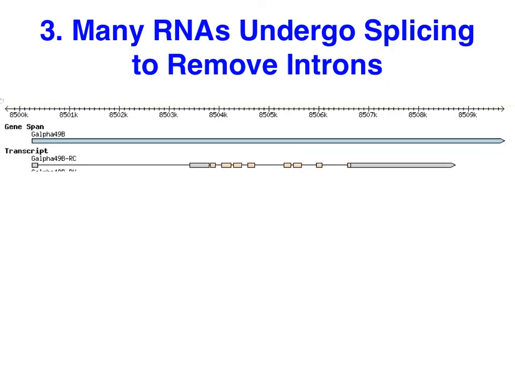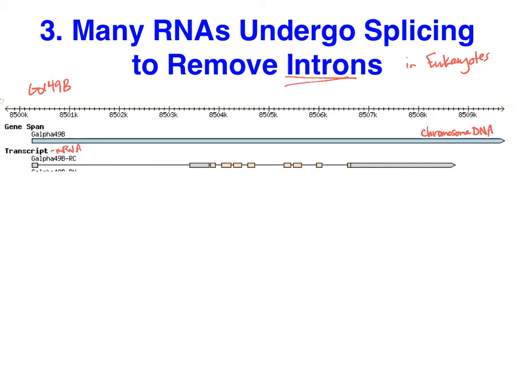The third step to processing RNA in eukaryotes is the removal of introns. So let me show you what this means. In the blue line here, we have our chromosome DNA, and this represents a gene called G-alpha-49b. And right below it, we've got the transcript, that is the mRNA.